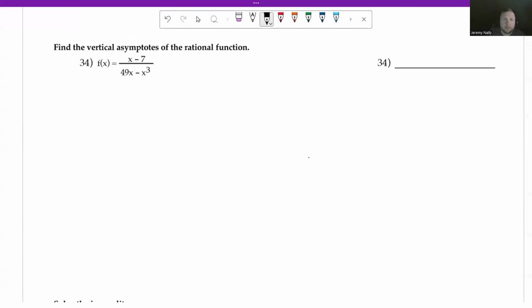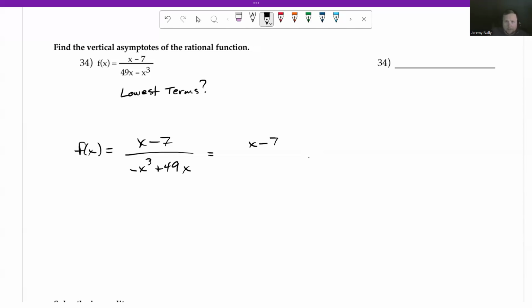Find the vertical asymptotes of the rational function. Is it in lowest terms? Well, let's figure it out. So the top looks fine. It's x minus 7. Downstairs, there's a lot of stuff going on. I'm going to move stuff around a little bit just to make it feel a little bit more comfortable. And I'm going to factor off negative x. So I have negative x times x squared minus 49.